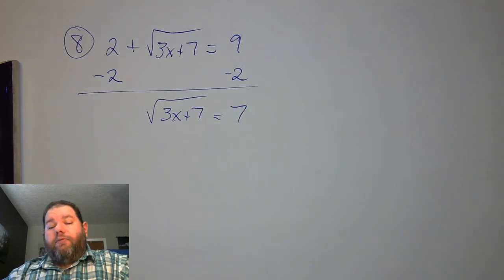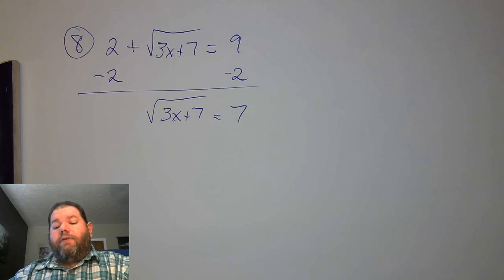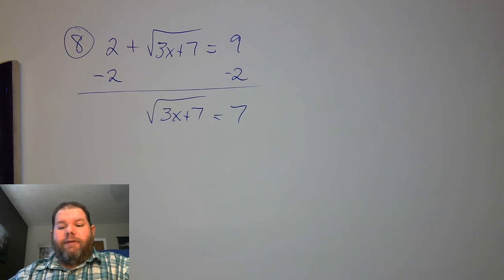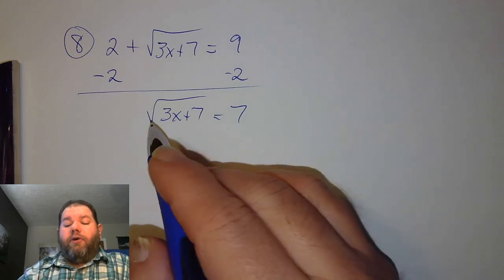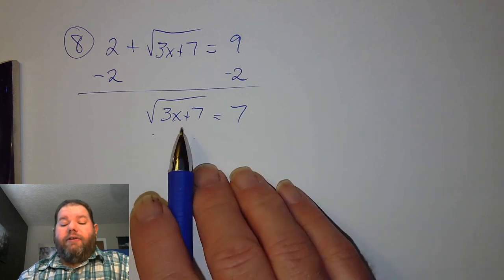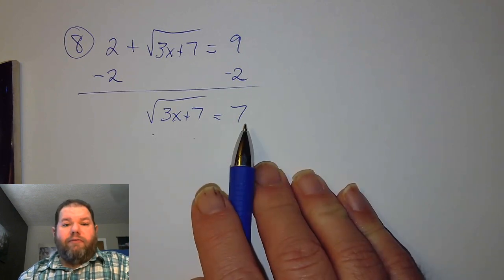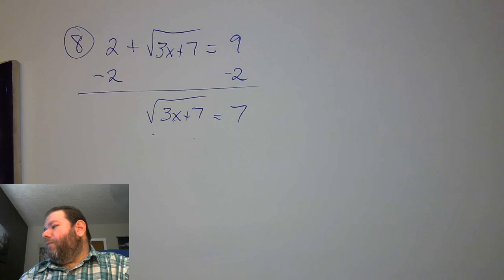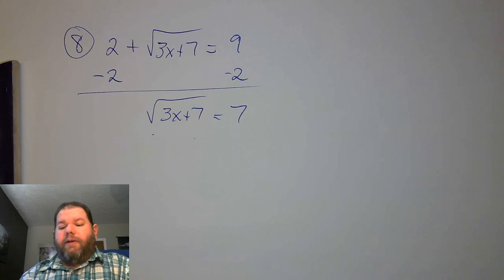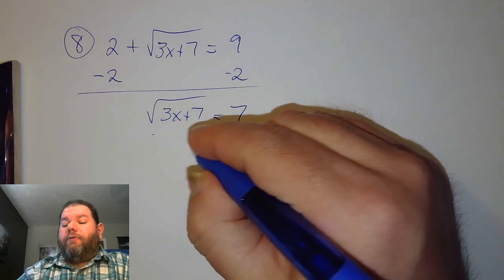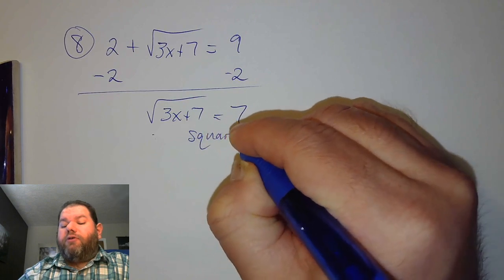Now the reason we would want to choose to subtract the 2 is whenever we're solving a problem with a radical, such as this one, we want to get the radical by itself. In this case, the square root of 3x plus 7 needs to be by itself, and everything else on the right-hand side. And now we can square both sides. So we'll go ahead and square each side of the equation.